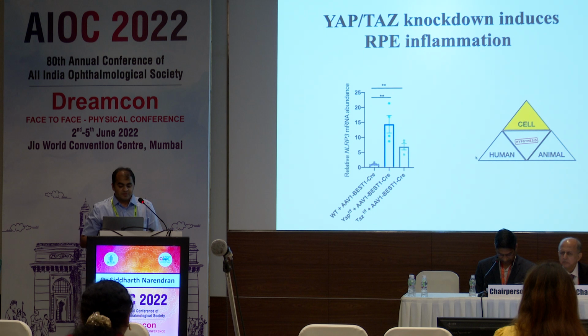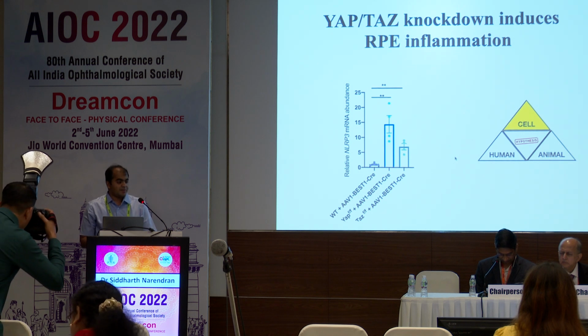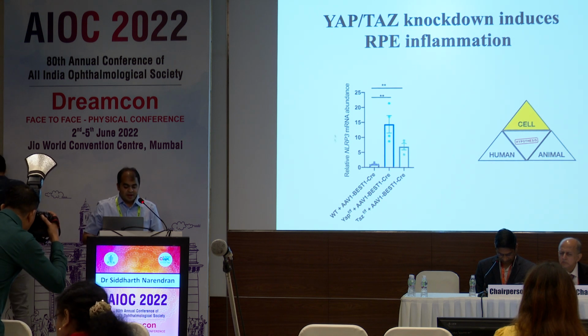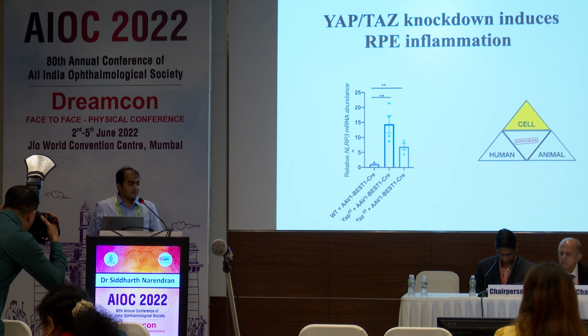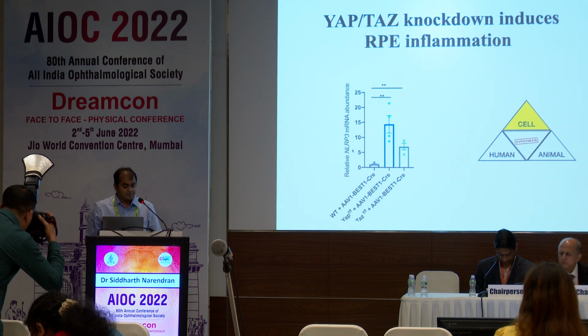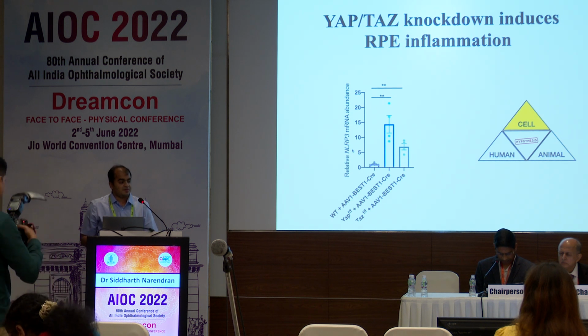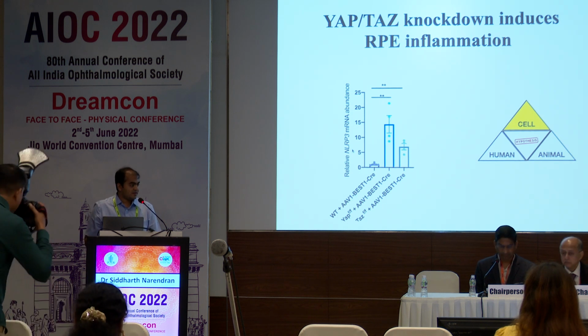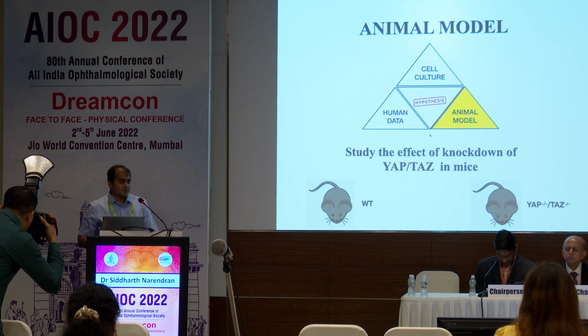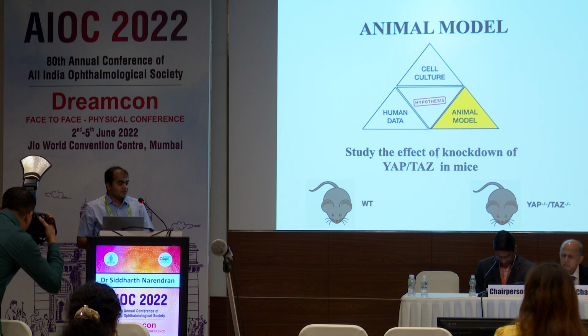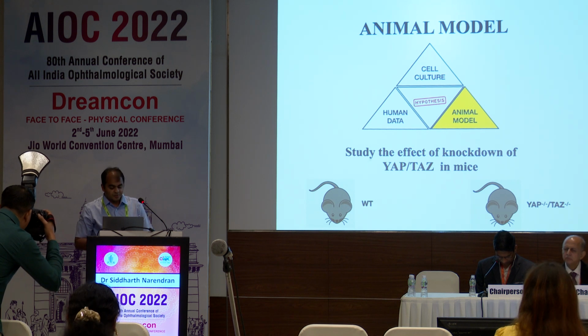Next, when we knocked down these two, they induced RPE inflammation. The expression of NLRP3, which is a very specific inflammatory agent in AMD, was increased. So this showed that the YAP and TAZ knockdown plays a specific role in macular degeneration. Though these findings were encouraging, we wanted to learn what actually happens in a living system. So we knocked down the expression of these two proteins in mice.